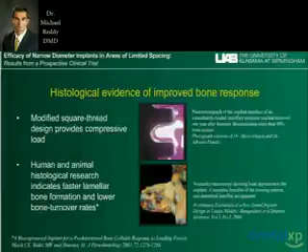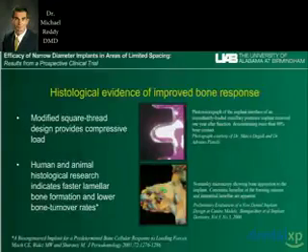Now, what you're looking at here is some histological evidence taken from an implant that was removed after 1 year of function in a patient, and you can see the bone in close apposition all the way around these square threads with almost an 80% bone-to-implant contact, which is kind of striking.